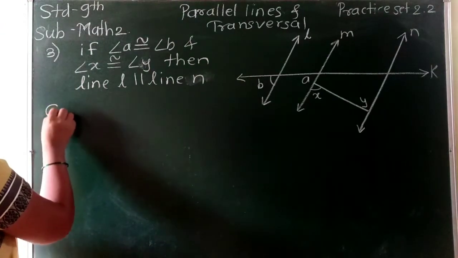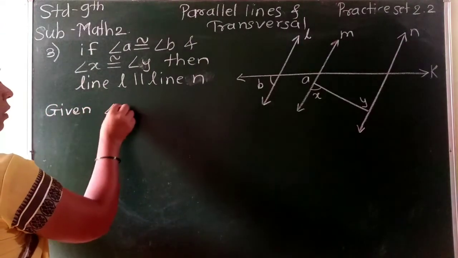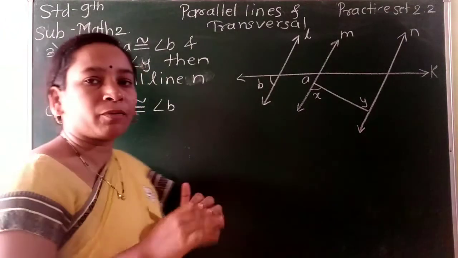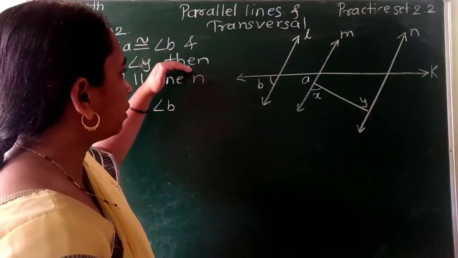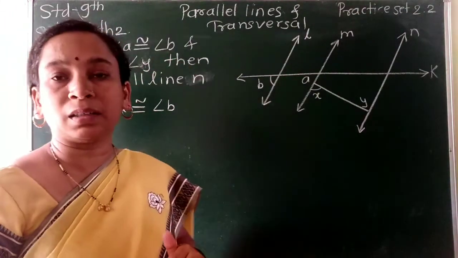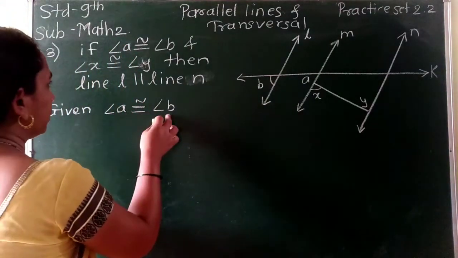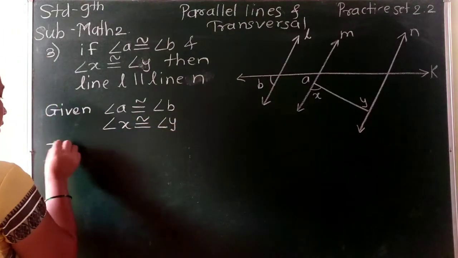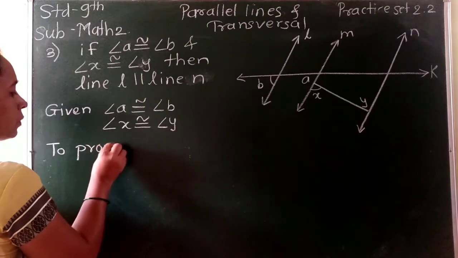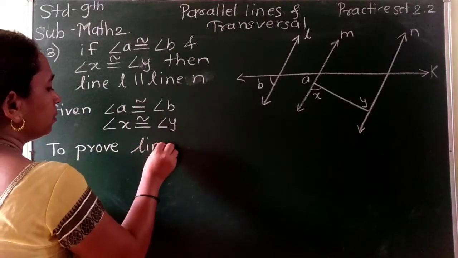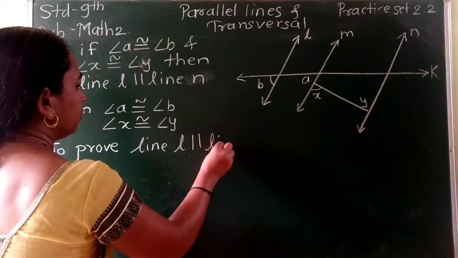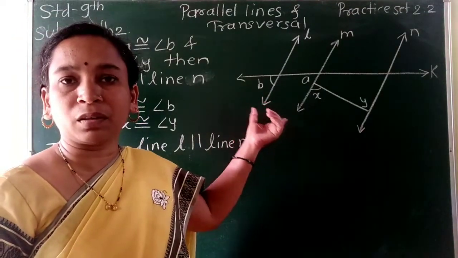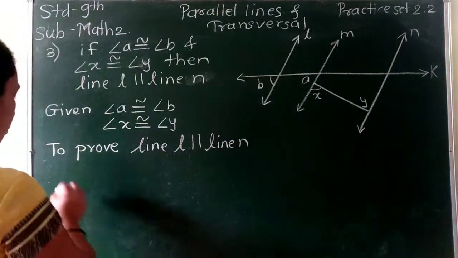We'll start from the given. Angle A is congruent with angle B. This is the antecedent part. Whatever comes first is the antecedent part, and the part which comes after is the consequent. So angle A is congruent with B, and angle X is congruent with Y. So what do we have to prove? We have to prove line L is parallel with line N. Here once again you have to draw the same figure which is given in the solution. Now we'll see the proof.